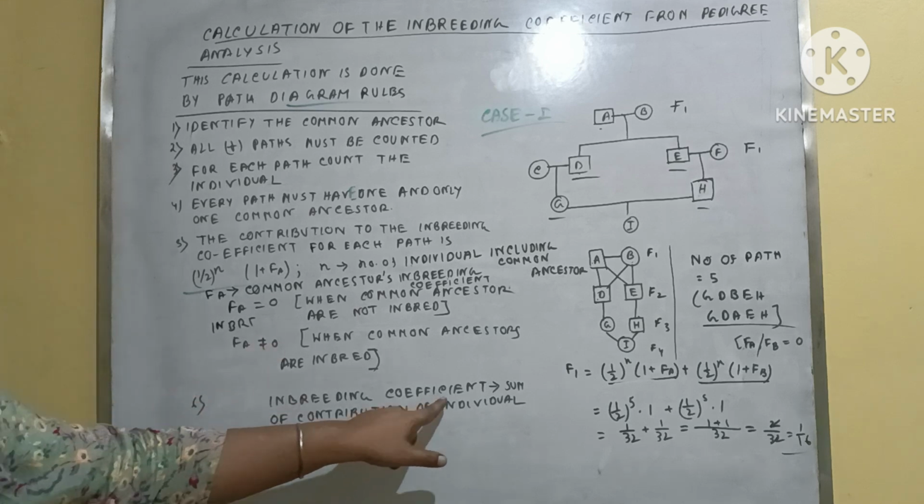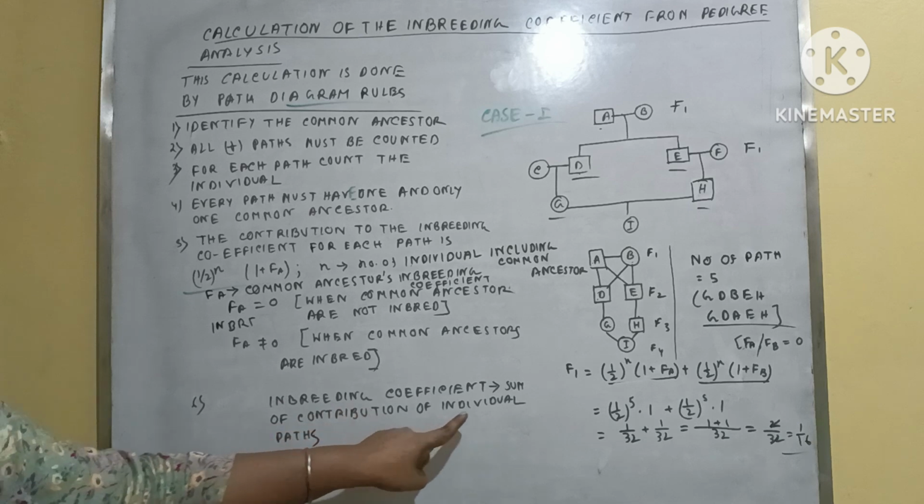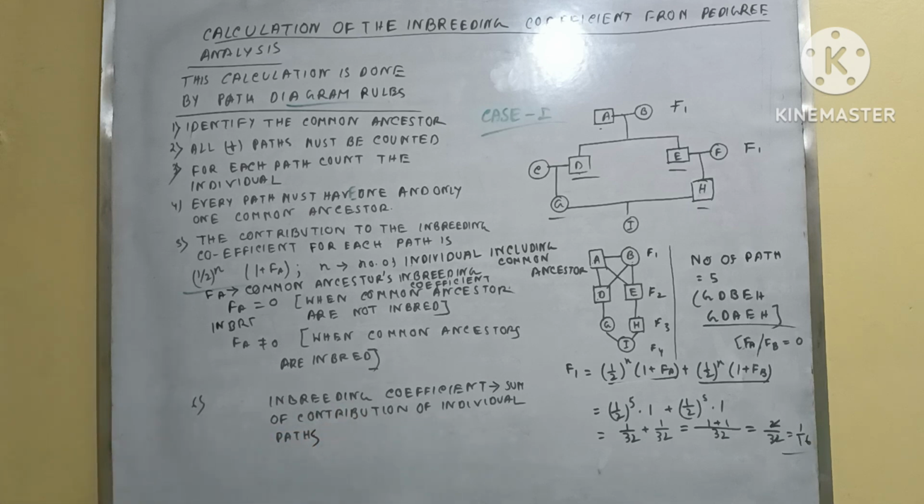And how to calculate the inbreeding coefficient? It is just the sum of the contributions of the individual paths. These are the actual rules.